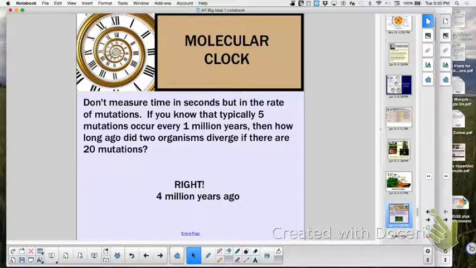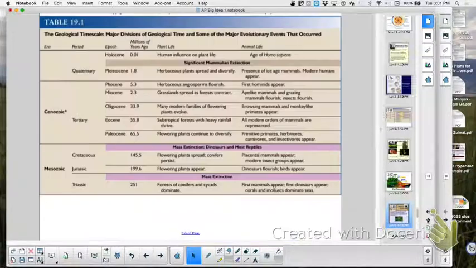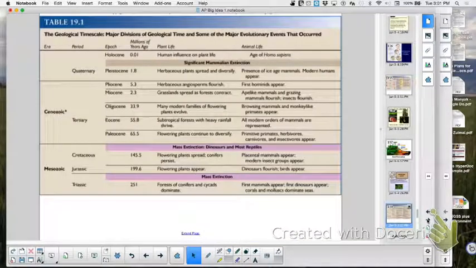It doesn't work unless you have typically 5 mutations every million years. As long as it's consistent, then you can say, well, we've gathered this many differences between us, right? Because if you were best friends and every year you bought the same dress, but then you both went away to college for 4 years, so every year you have 4 different dresses, and you know you got 1 dress a year, and there's 4 differences in your closet, then you know, oh, we diverged 4 years ago. Does that make sense?